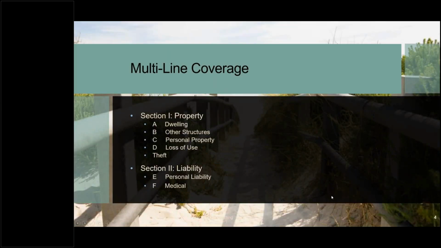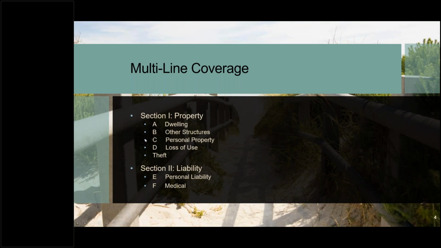So it is multi-line coverage. Section 1 is property, just like dwelling. Kind of the same coverages. Coverage A, B, and C on a home policy is just like coverage A, B, C on a dwelling policy. Coverage A covers the dwelling, the house itself, anything bolted, welded, nailed, attached to that house. Coverage B would be any other structures on the premises, separate structure, appurtenant structure, but not attached to the dwelling. Like I said, maybe a utility line connecting the two.